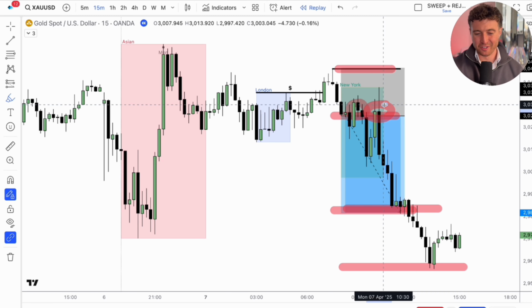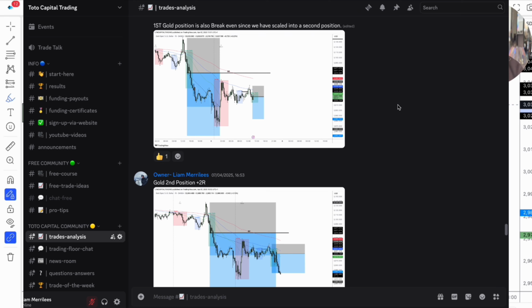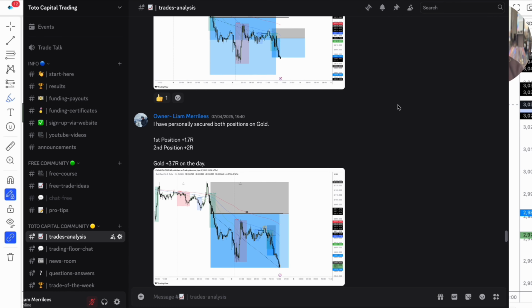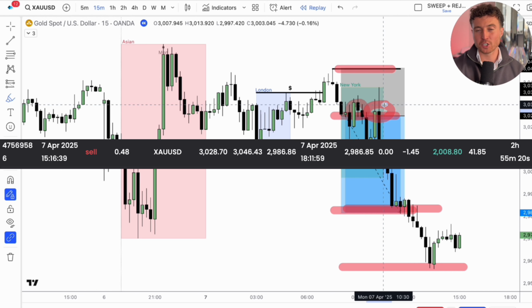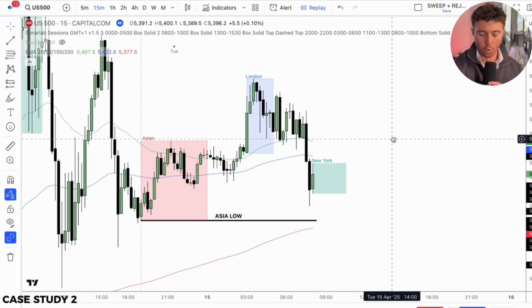Just in case anyone's thinking that I'm cherry picking these trades, here's the analysis that was sent ahead of time to the exclusive community. Here's the exact entry that was sent to all exclusive members, and here is actual execution proof of this trade right here. Okay, so that was case study number 1. Now let's have a look at case study number 2.